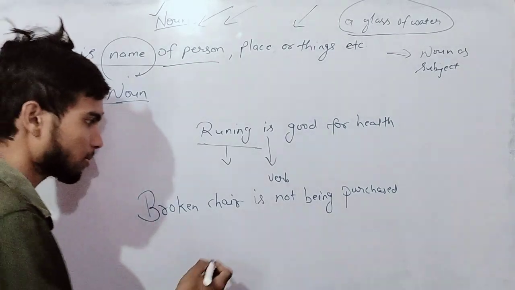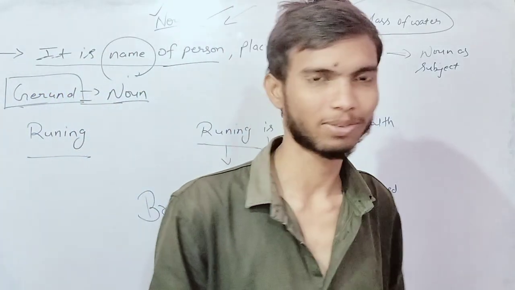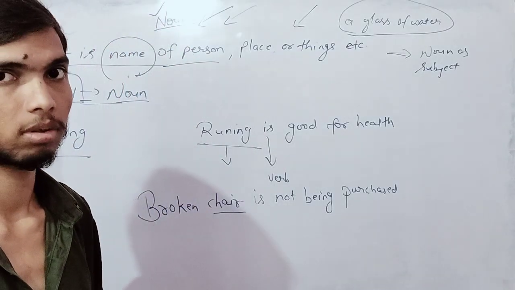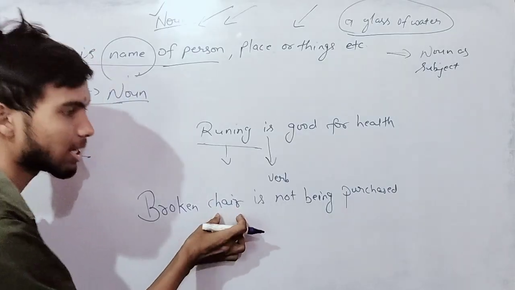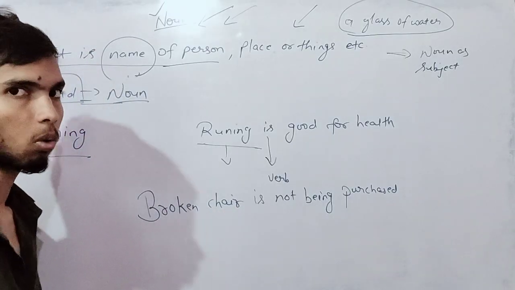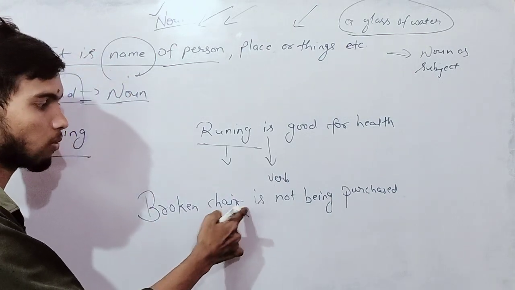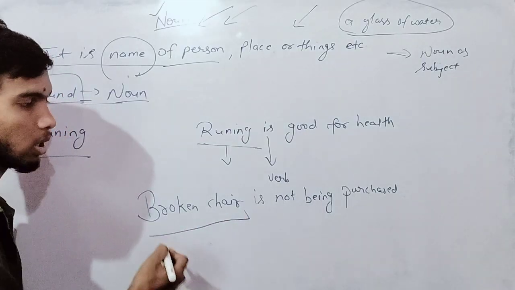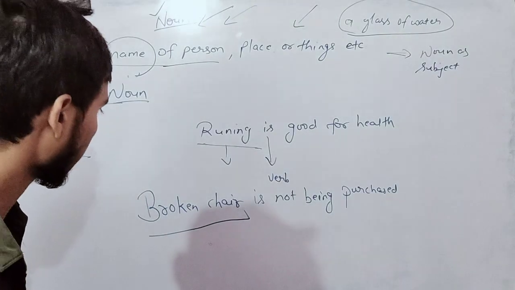Now here you can see, we know that chair is a noun. But here we cannot say that only chair is the subject. No. This complete phrase before the helping verb would be considered as the subject.